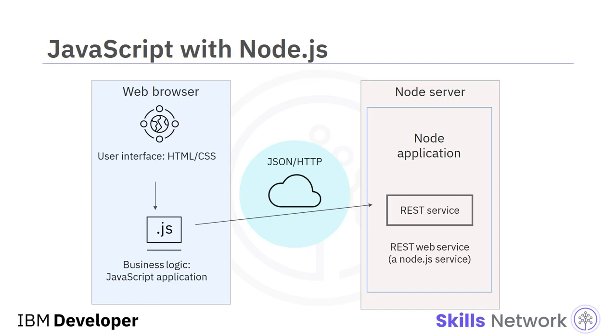In Step 3, the JavaScript application makes a web service call over HTTP with a JSON data payload. The REST web service, which is part of a Node.js application running on the Node server, receives the HTTP request. In Step 4, the REST web service processes the request and returns the result to the client as a JSON payload over HTTP.